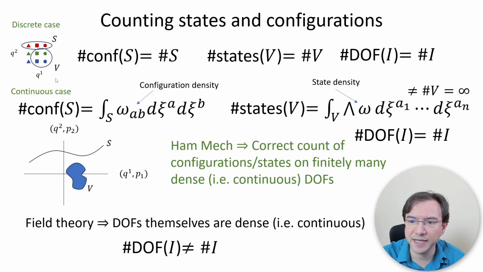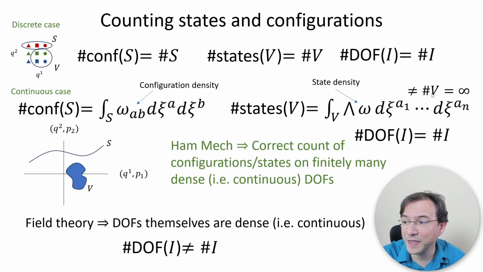Now, if we are in the continuous case, for the configurations we have a surface made of, let's say, position and momentum. And so we get the number of configurations by integrating this omega AB along the surface. And so this omega AB, this symplectic form, is actually telling us the configuration density: how many configurations do we have per unit of surface? If we want to get the states, then we can get the volume form from the symplectic form, and we're going to do a volume integral, and we're going to get a number.